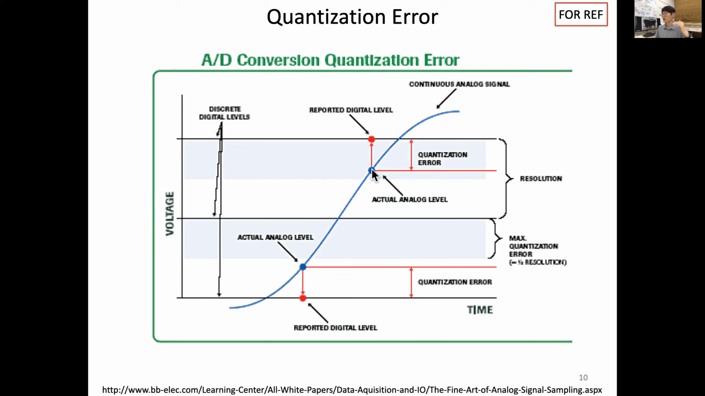Let's move to another data point here. Now this one is closer to this digital level than this, so it will be assigned and reported as this digital level. This amount will be the quantization error. As you can see, what would be the biggest quantization error? That will be exactly half of the discrete digital level spacing. In this kind of discrete digital level, we can say what the resolution is. That resolution is the difference between each of these digital levels.